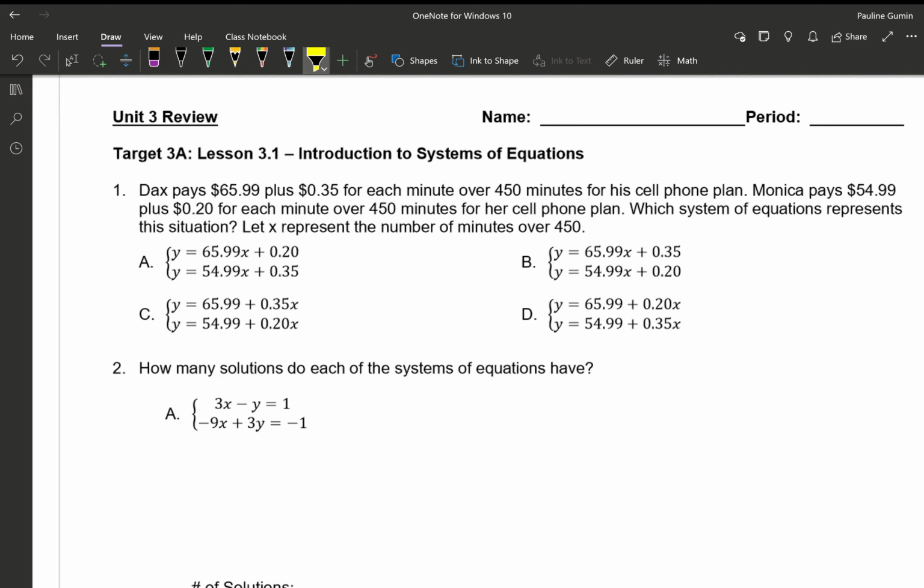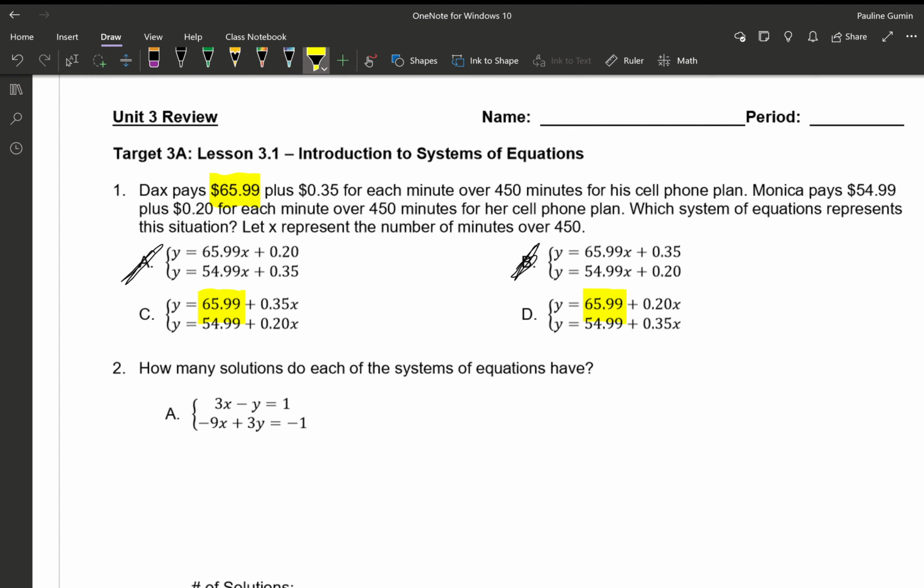Okay, so let's take a look at Dax. Dax pays $65.99 no matter what. So what we're going to look for is a system with $65.99 without any X's next to it, because $65.99 cannot change. Dax has to pay it. I see that happening in letter C and in letter D. So I know for sure I can cross off A and B.